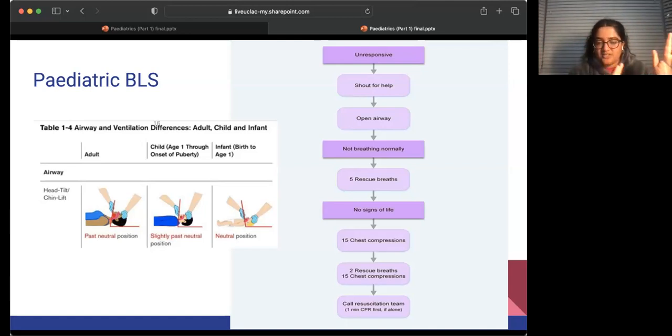So it's 15 chest compressions this time, then 2 rescue breaths, then 15 chest compressions, and you carry on until somebody comes to help. So the biggest differences between pediatrics and adults: first, the position of the head. It's not a head tilt chin lift, it's a little bit flatter than that. Then you give 5 rescue breaths immediately when you see they're not breathing properly. If there are still no signs of life, you start 15 chest compressions, then give 2 rescue breaths, and carry on in cycles of 15 to 2.